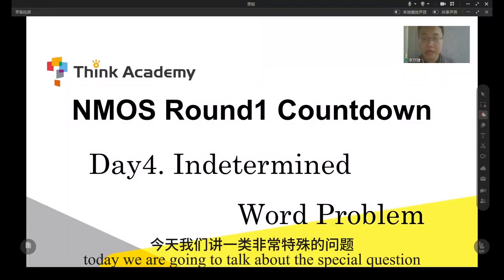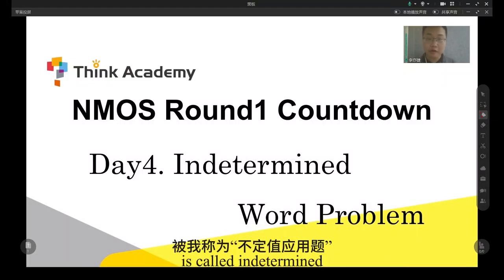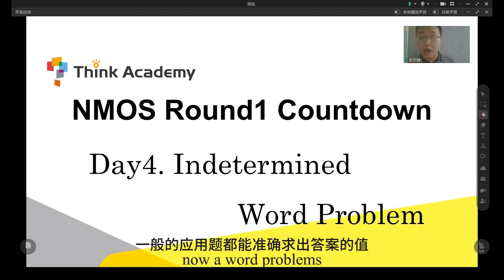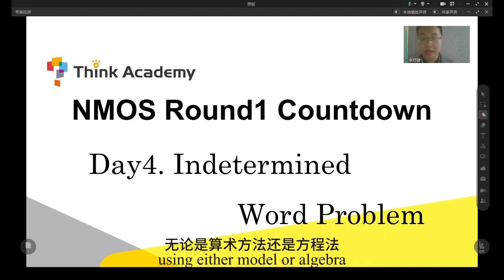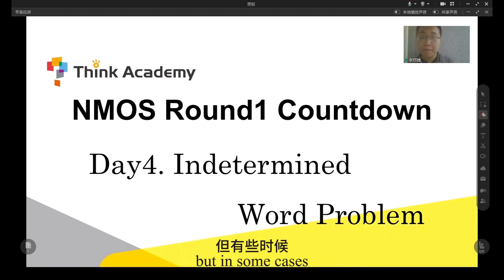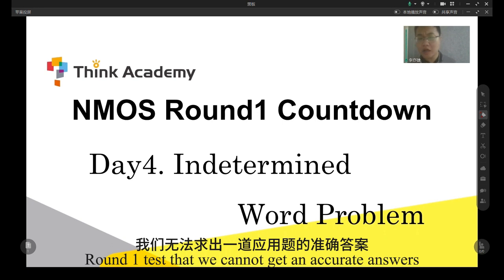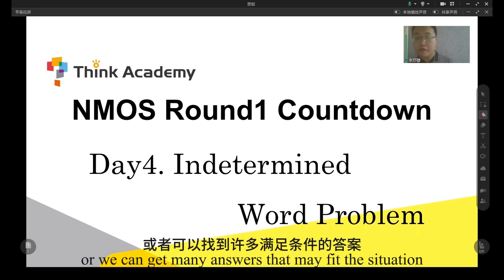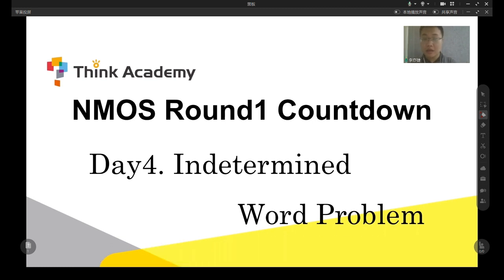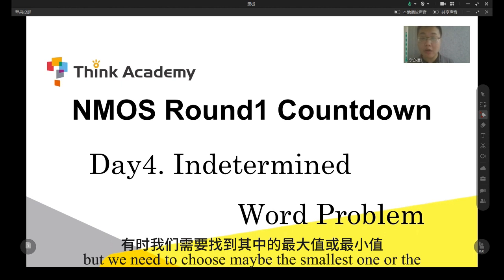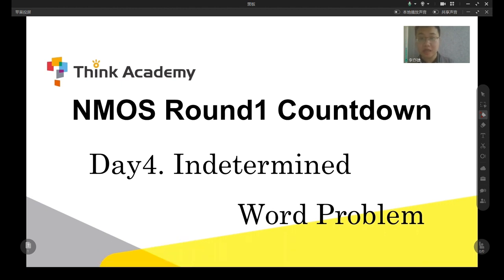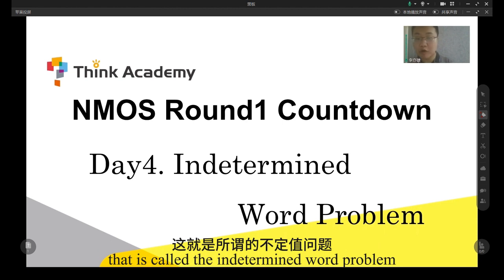Today, we are going to talk about the special question. It's called indeterminate word problems. Now, with word problems, usually we can get a certain value of answer using either a model or an algorithm. But in some cases, and such a case happens once a year in the NMOS Round 1 test, we cannot get an accurate answer, or we can get many answers that may fit the situation. But we need to choose maybe the smallest one or the largest one from it. And that is called the indeterminate word problems.